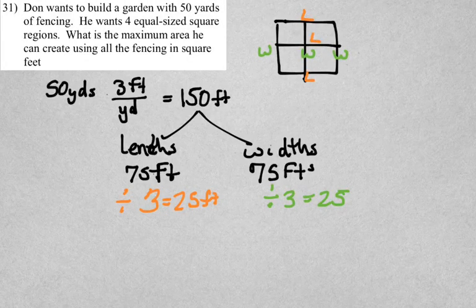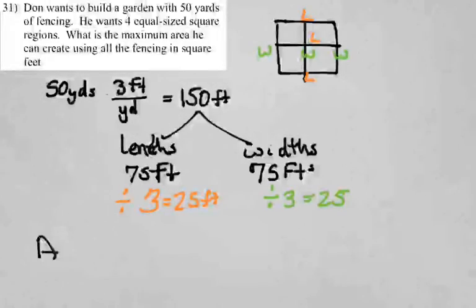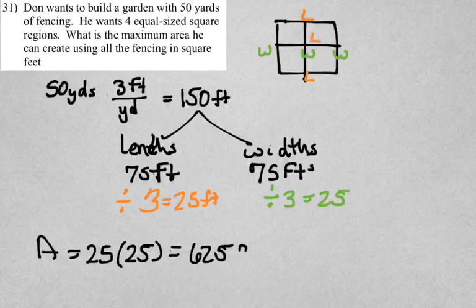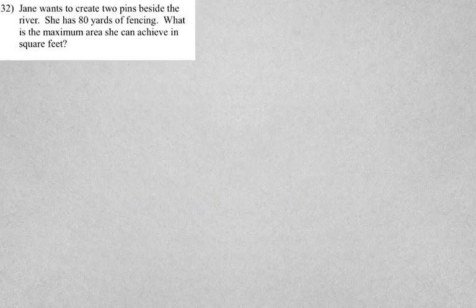So to find the area, I'm going to multiply those 2 things together. 25 times 25, which is 625 feet squared.